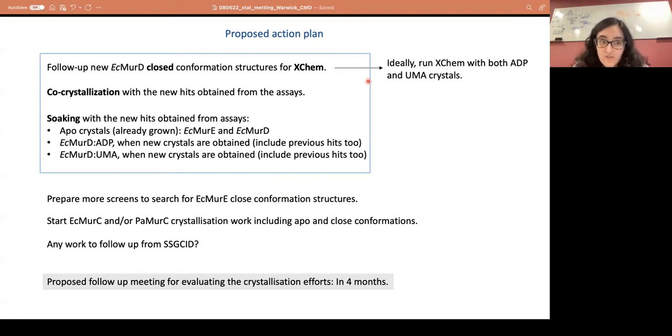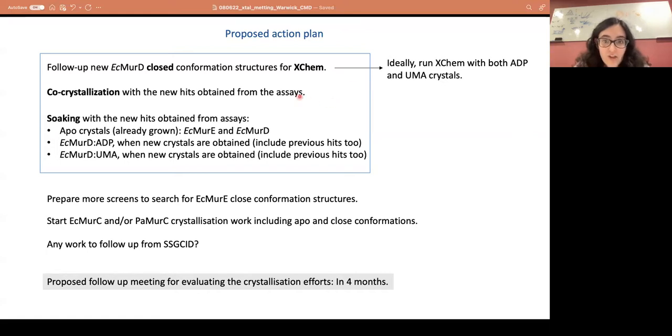I think we should follow up the closed conformations that we got between the SSGCID and here at Warwick. And then once we get those structures, do XChem, soaking, anything we want with all the hits that we've gotten, including the recent inhibitors from the enamine screening in the assays, as well as the initial dual inhibitors that we got and other inhibitors that we might get in the future.